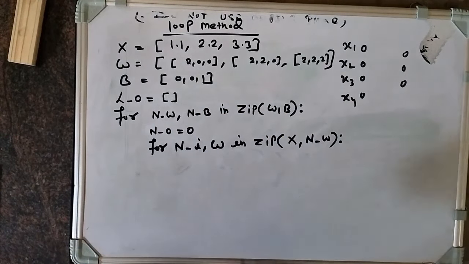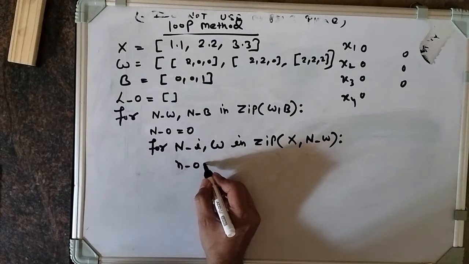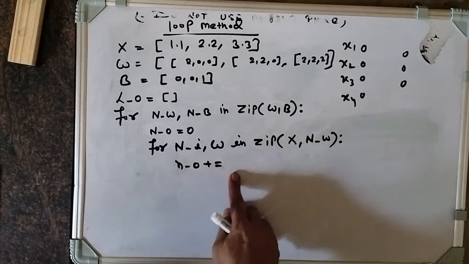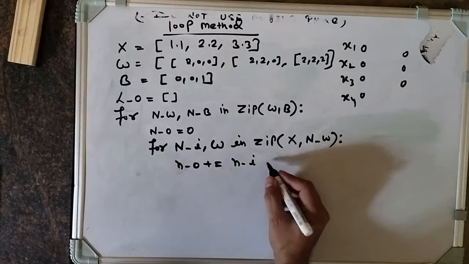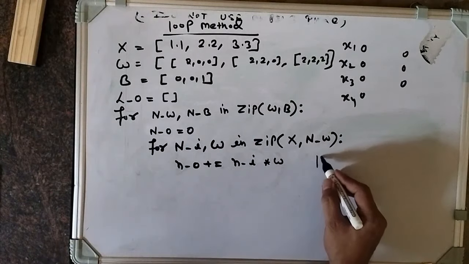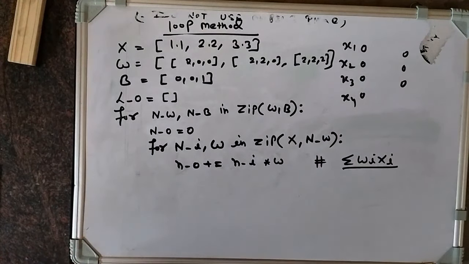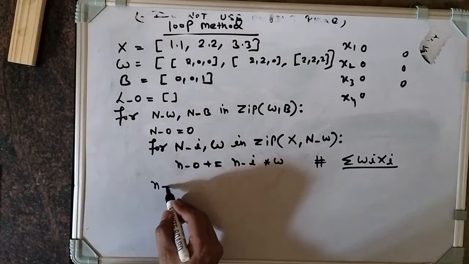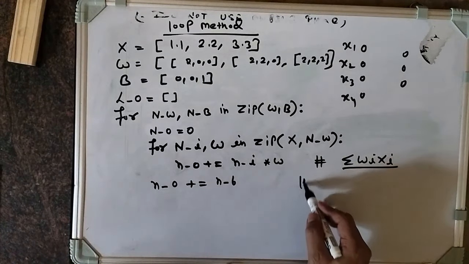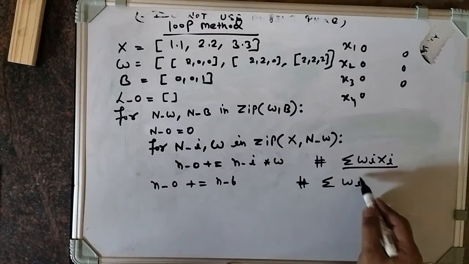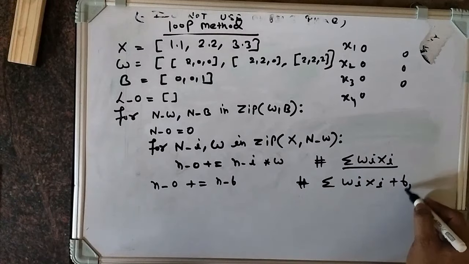Second, Y. Done. Now inside I am writing neuron output plus equals, means neuron output is equal to neuron output plus, neuron output is equal to 0. Neuron input into W. What is the meaning of this? This means sigma of Wi Xi. This is the meaning. Okay. Now after that I am writing neuron output plus equals neuron bias. I am adding. What is the meaning of this? Whatever the value of sigma Xi, I am adding the bias. Bias of J, you can write.